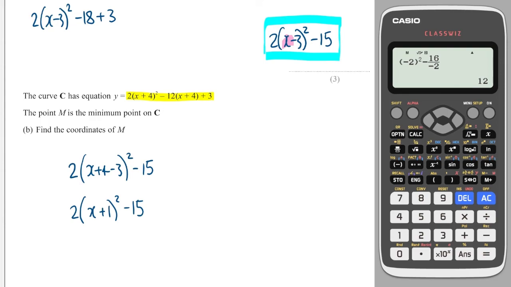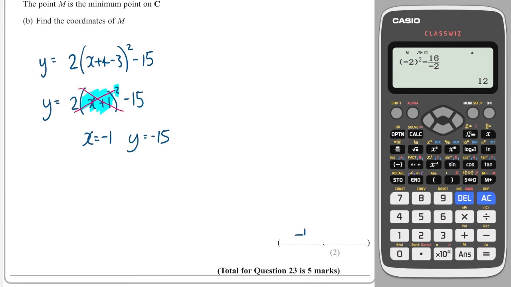And how do I work out the minimum point? Because this is y equals, because it's a curve. The minimum point occurs when this bracket is equal to 0. Because it's a square bracket, it can never be negative. So the smallest it could be is 0. So the x value which makes this bracket 0 is minus 1. And when this bracket is 0, the whole bracket will be 0, so I'll be left with y equals minus 15. So the y coordinate is minus 15. So the coordinates of M are minus 1, minus 15.